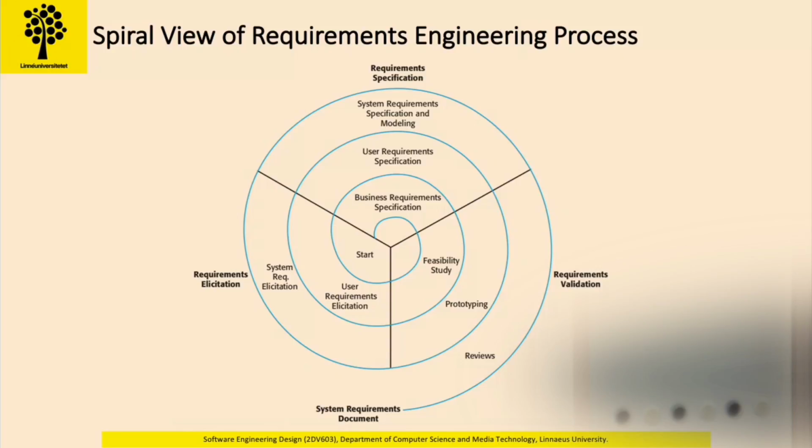Once you agree on the review, you generate the requirements document. So it's kind of a spiral process where the more you travel, the more mature you get, in terms of the software product and in terms of the requirements document.